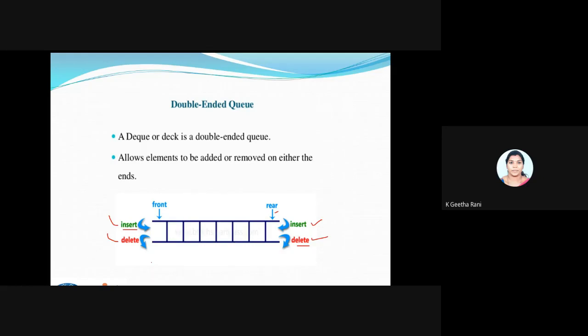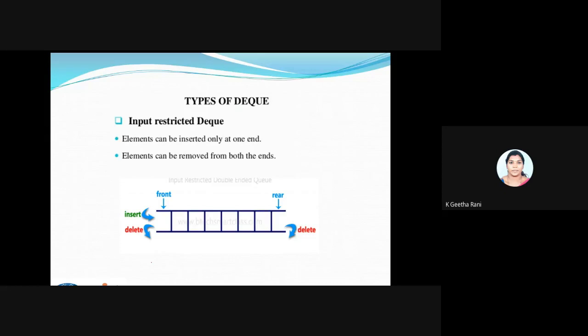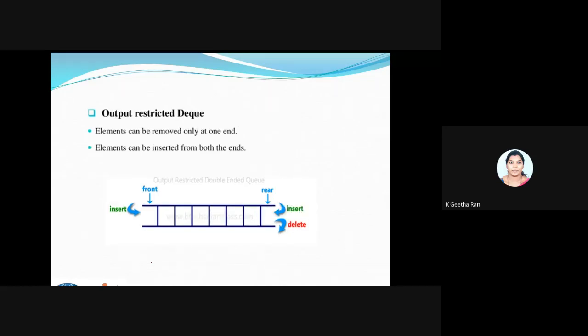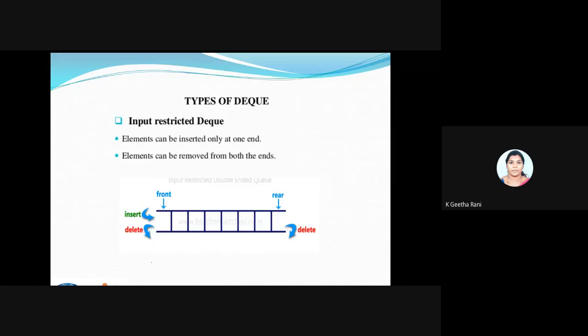Fine. We have two types of DQ. We won't be going more deeply into this, but you have to know the types of DQ. One is called an input restricted DQ, and another one is called an output restricted DQ. The concept under the input restricted DQ is that the elements can be inserted at only one end. Insertion can happen only at one end, but deletion happens at both the ends. This is called an input restricted DQ.